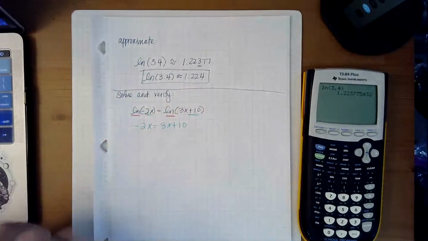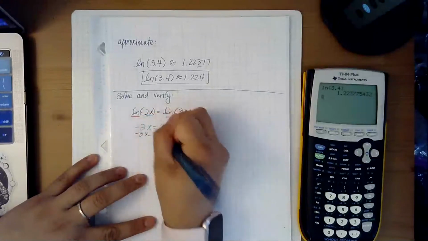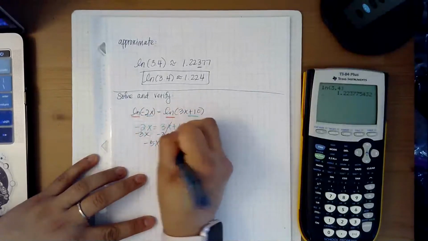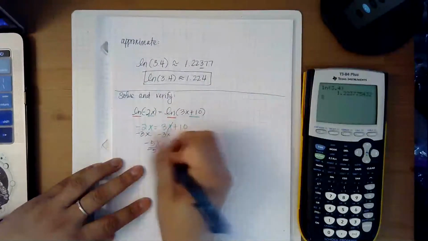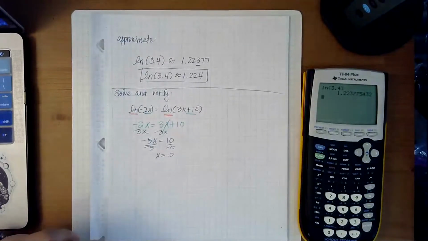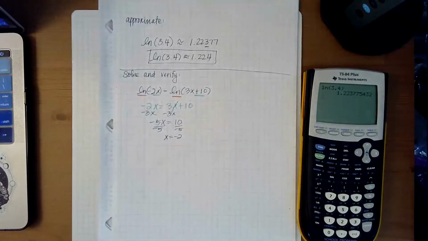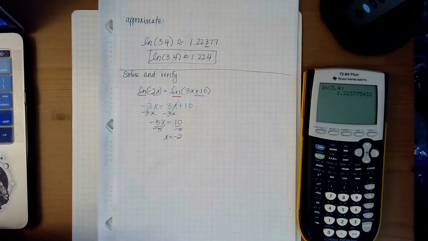Good old algebra will help me finish this. So subtract 3x to this side. I have negative 5x is equal to 10. And now I'm going to divide both sides by negative 5. So this gives me that x is equal to negative 2. Remember, though, that I'm asking you to also verify. You will not get full credit if you don't verify. It must be true. The reason we verify is because these functions, my natural log function and my natural e function, have restrictions. So we must verify that the restrictions are valid.